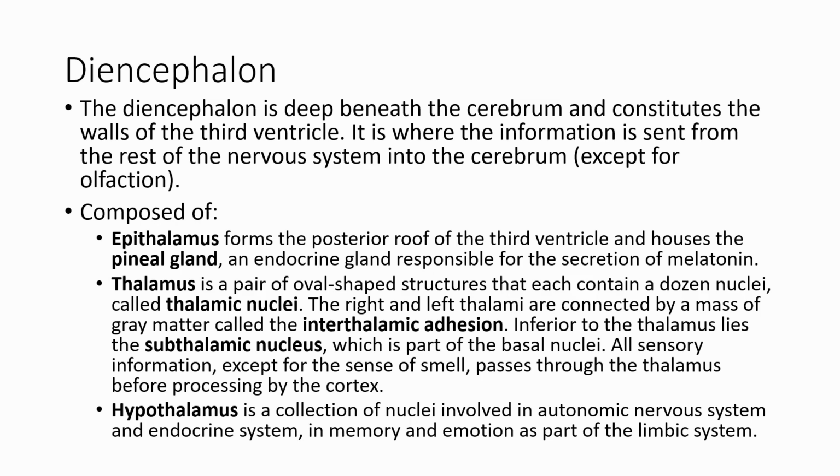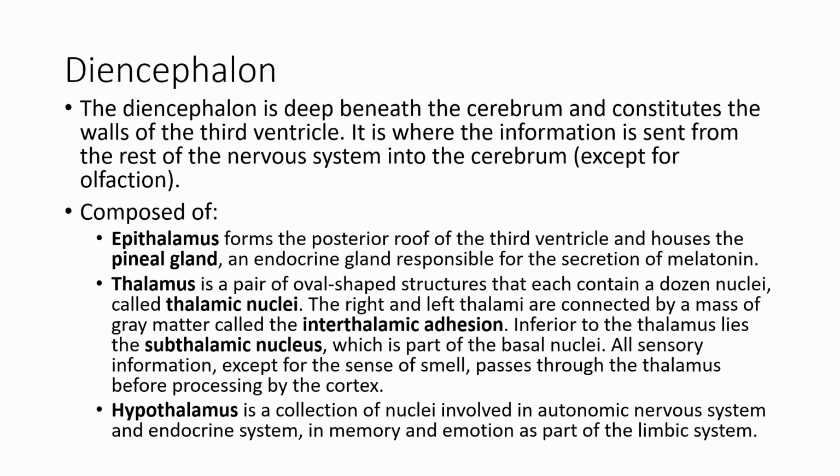The thalamus, which is a pair of oval-shaped structures, and these have like a dozen nuclei in them, so we call it the thalamic nuclei. So you have a right and a left thalami. They're connected together by some gray matter, and this is called the interthalamic adhesion.